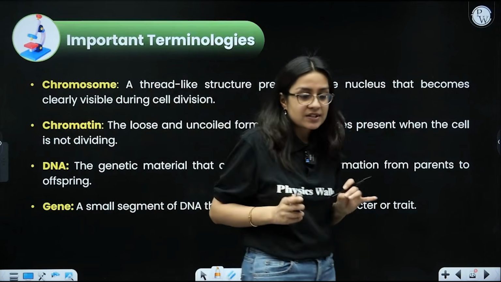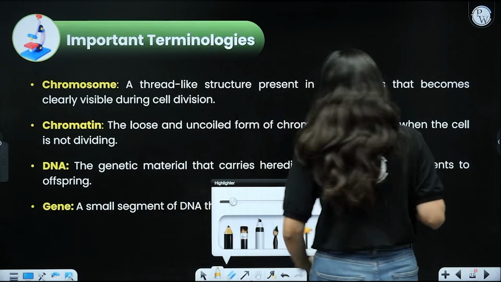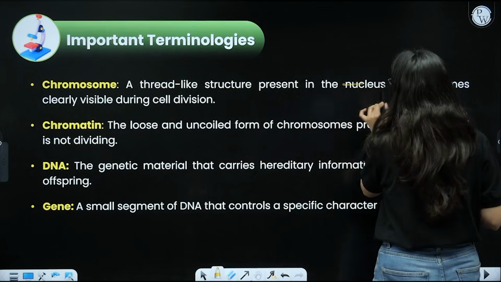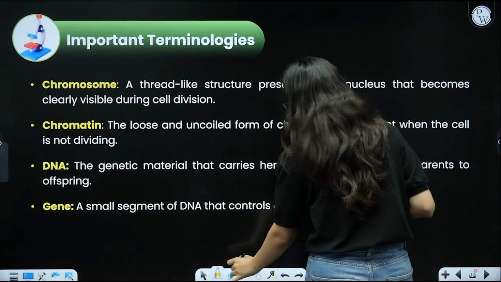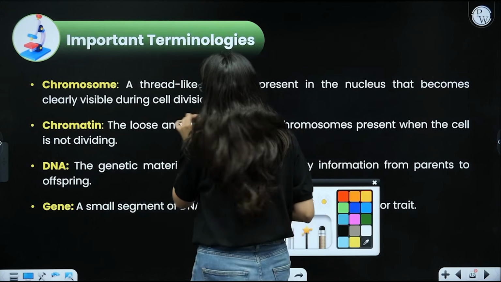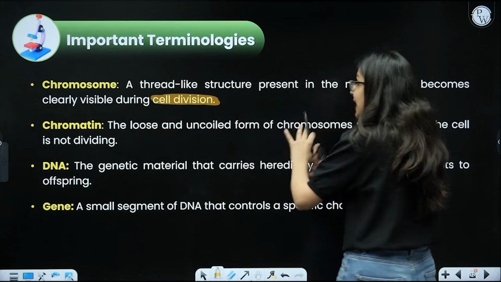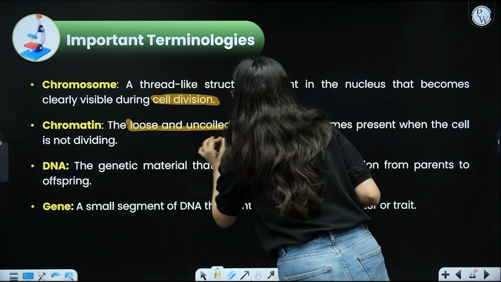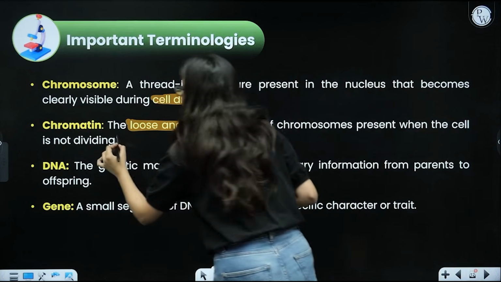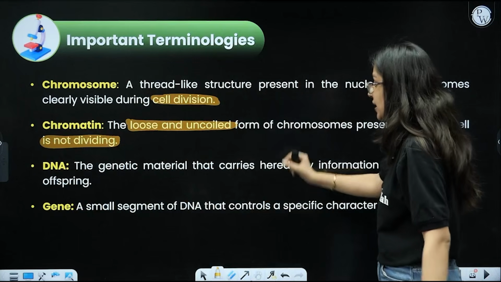Now, we should first read these points, because please make a note that they can be asked several times in your exam. A chromosome is a thread-like structure present in the nucleus that becomes clearly visible during cell division. Very important. So when do you find chromosomes, beta? During cell division. Chromatin is the loose and uncoiled form, that is very extended. It is present when the cell is not dividing, or you can say that the cell is in a relaxed state.